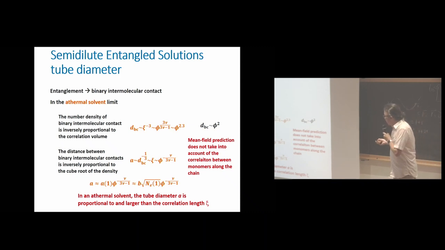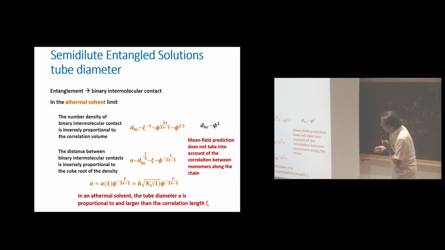However, experimentally, we have a much stronger dependence, by osmotic pressure, for example. Mean field prediction means you distribute the monomer chain homogeneously, but in reality, the real chain in a good solvent changes conformation. The size also shrinks, and the conformation is not constant, so mean field theory does not take this effect into account. In this situation, the number density of binary intermolecular contact is inversely proportional to the correlation volume, the blob size. In that case, we find the exponent 2.3, a little bit stronger than 2.